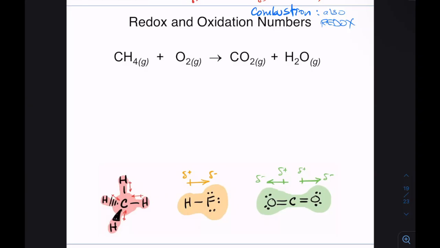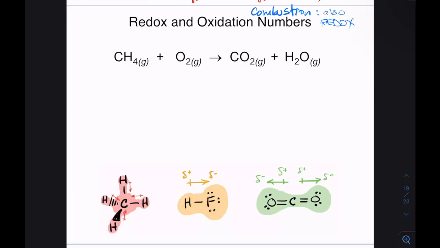But take a look at those earlier definitions I told you about. If you're gaining oxygen, you're becoming oxidized. Well, look at the reactants and look at the products. What element is gaining oxygen? The carbon, what about the hydrogen? Is the hydrogen gaining oxygen? Yeah, they're both gaining oxygen. Both the carbon and the hydrogen in methane are being oxidized.